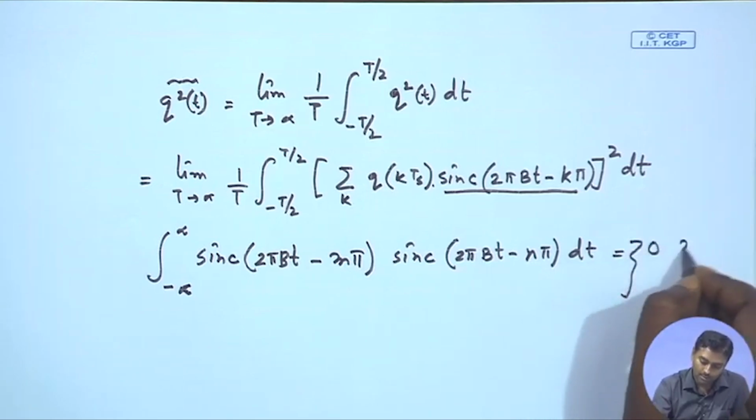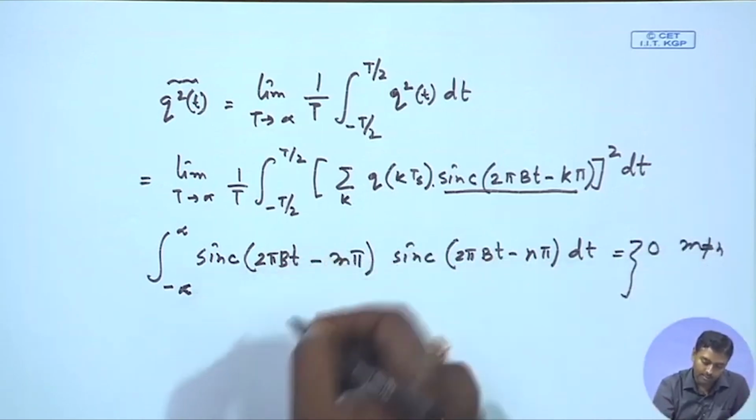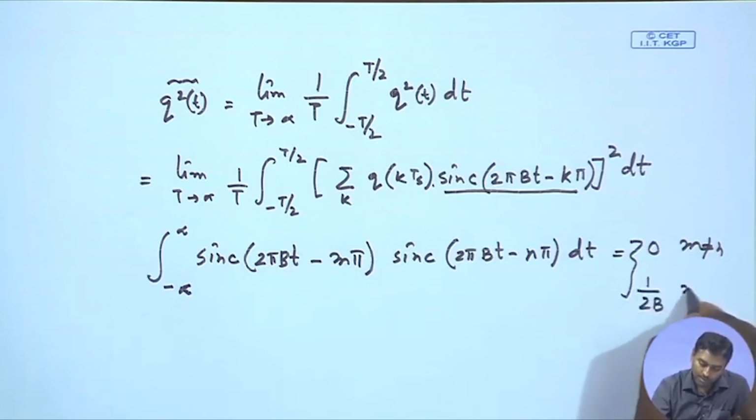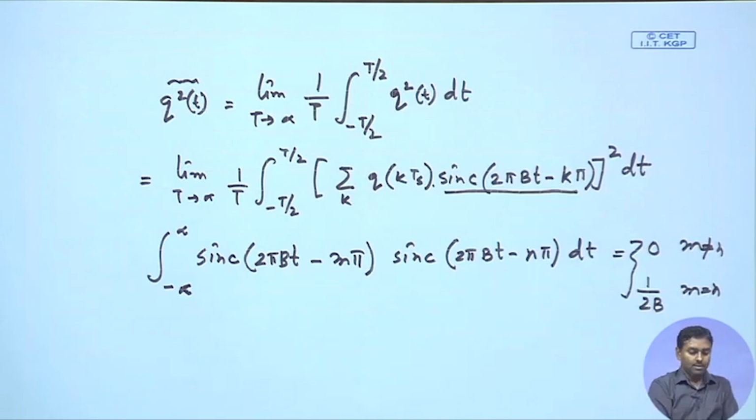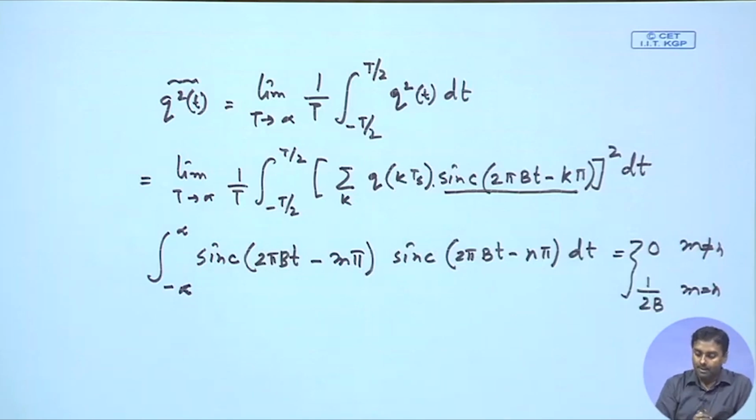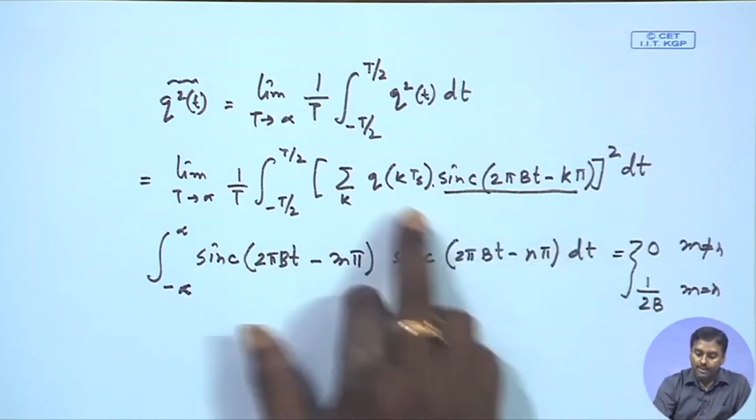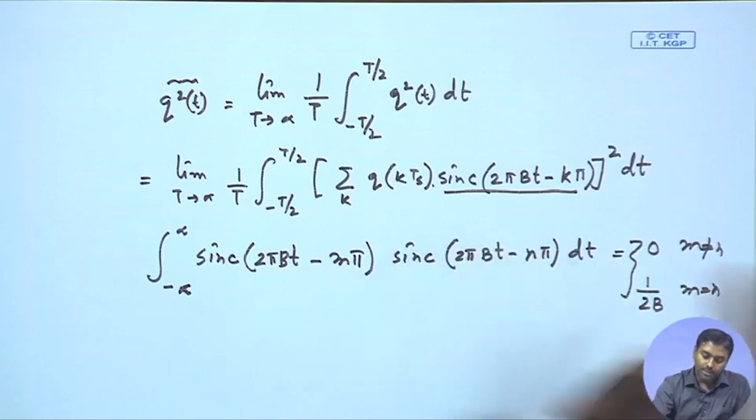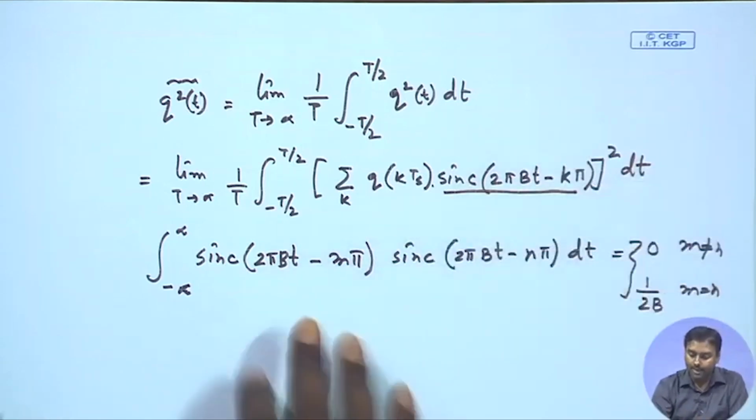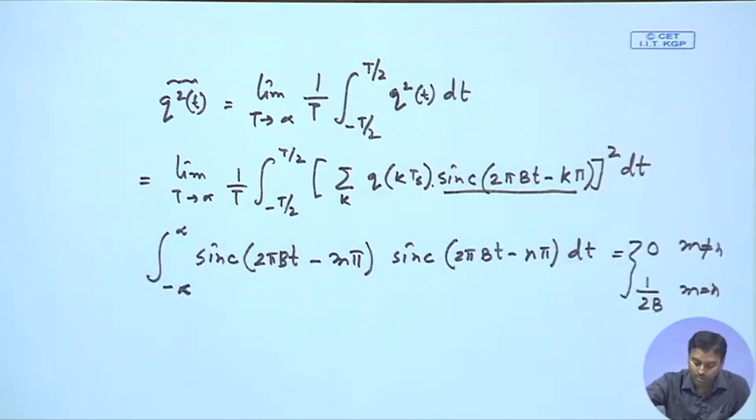It is 0 when m is not equal to n. This is something which you will be able to prove, and this is equal to 1 by 2b when m equals n. Okay. So, these are orthogonal. So, what will happen? Whenever you square this term, there will be all the square terms plus 2 into the cross terms with different values of k, like m and n. So, all those terms will be 0. So, only the square terms will be remaining.